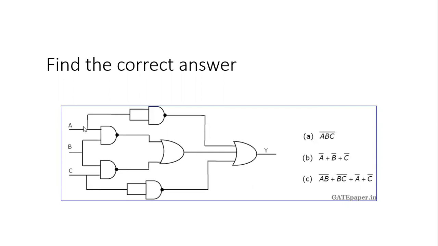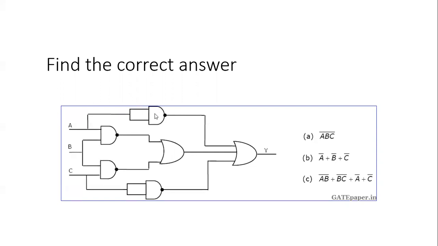What we have done: this A is going to the first NAND gate, I will call it the first NAND gate. The result will come as A bar. So this is A bar. Here A and B are getting multiplied, so this will become AB bar. This will become BC bar and this will become C bar. So A bar, AB bar, BC bar and C bar. These are the first gates that we are talking about.